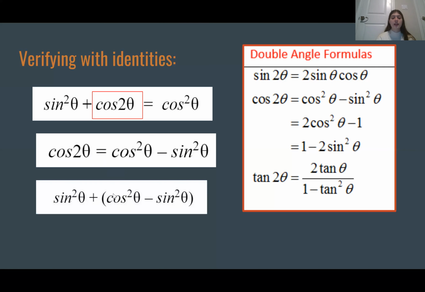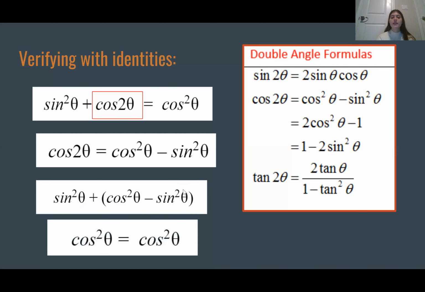So it's going to look something like this on the left side of the equation. All we did was replace this part in the red with the other half of the identity. We just replaced it right here with this latter half of the identity. We substituted it. And now notice, we've got a positive sine squared theta and we have a negative sine squared theta. Those are going to cancel out, and all we're going to be left with is this cosine squared theta in the middle.